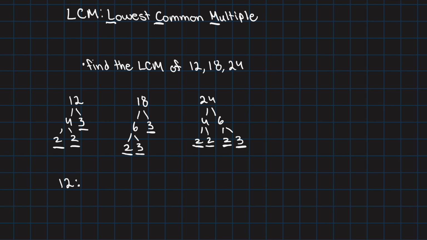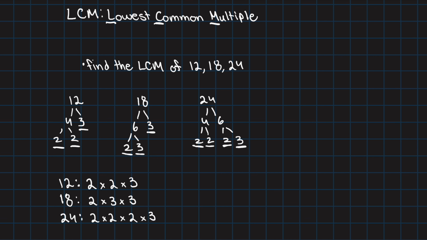So once you've broken them down, again, as we did with the GCF, you list out all the prime numbers or prime factors for each of these numbers. So for 12, we have 2 times 2 times 3. For 18, we have 2 times 3 times 3. And then for 24, we have 2 times 2 times 2 times 3.